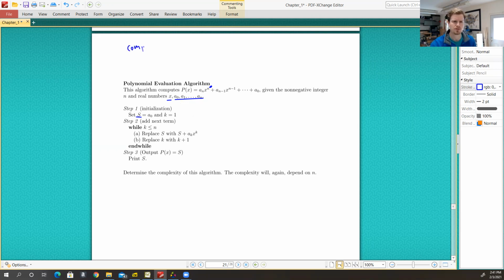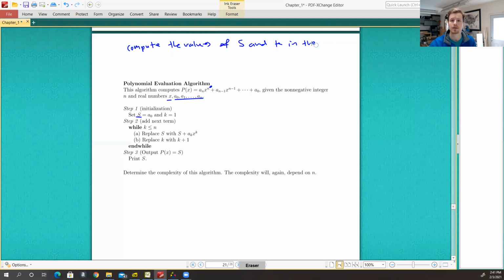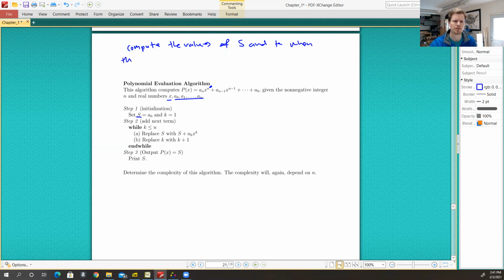So what we want to do is compute the values of s and k in the, let's see, I suppose while or when the polynomial evaluation algorithm is used to evaluate.